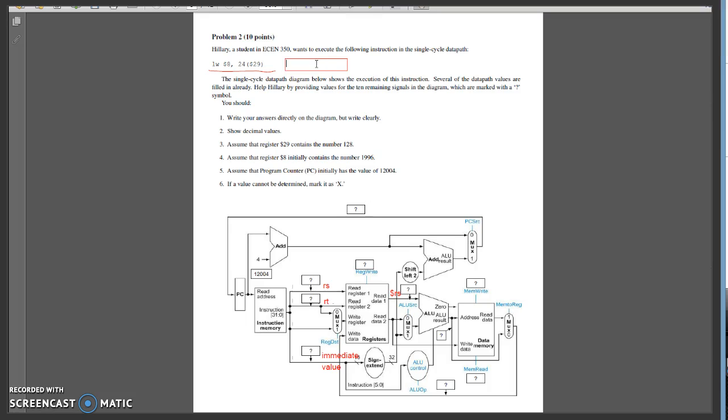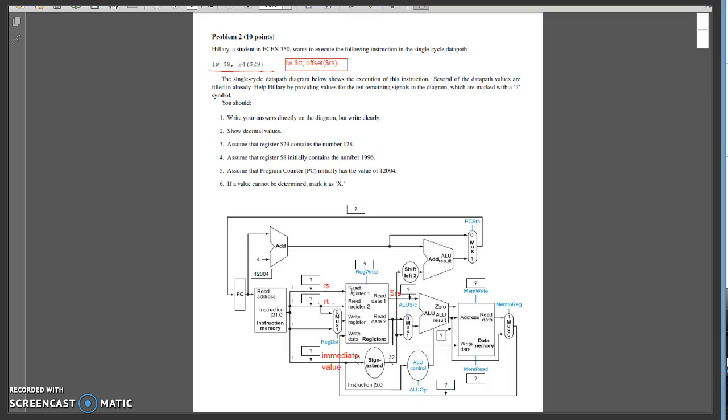Alright, first things first, load word is written as first the value stored in register RT, followed by the immediate offset value, and then the value stored in register RS. This will help us solve for the values in our data path. Let's start with this area after the instruction memory.